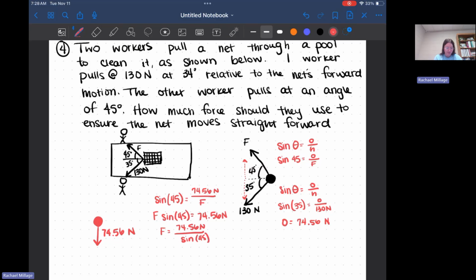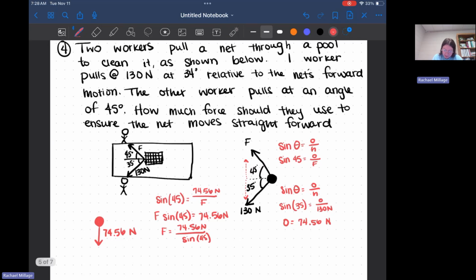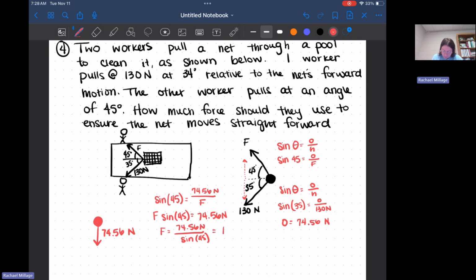So then I do 74.56 divided by sine 45. My force is equal to 105.44 newtons, which I'm going to round to the nearest newton and say that my force is 105 newtons.